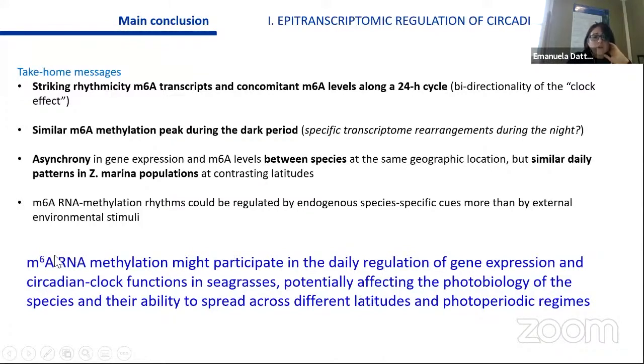And then we can conclude that m6A methylation participates in the daily regulation of gene expression and the circadian function of seagrasses, and this regulation could affect the photobiology of the species and the ability of the species to spread across different latitudes.